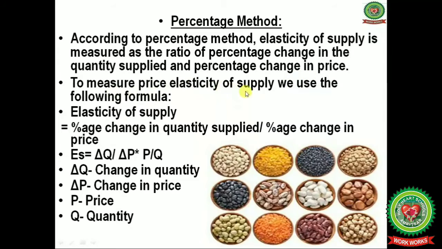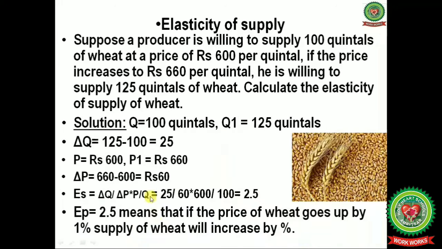To measure price elasticity of supply, we use the following formula. Elasticity of supply is equal to percentage change in quantity supplied divided by the percentage change in the price. Elasticity of supply is equal to delta Q, the change in quantity supplied, divided by delta P, the change in the price, multiplied by the original price divided by the original quantity. Now delta Q is a change in quantity, delta P is a change in price, P is the original price and Q is the original quantity.